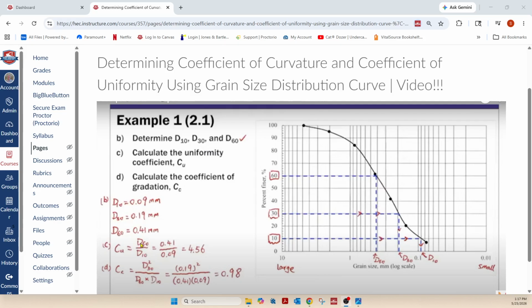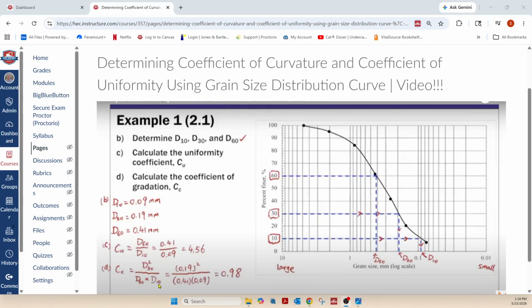So now to find the coefficient of uniformity, I will take the D60 particle, 60% passing, and the diameter of that particle, and divide it by 10% passing and the size of that particle. That turns out to be 0.41 divided by 0.09. You can check me on this. That equals the coefficient of uniformity, which is 4.56.